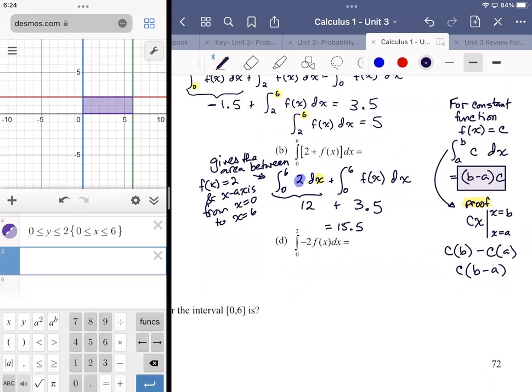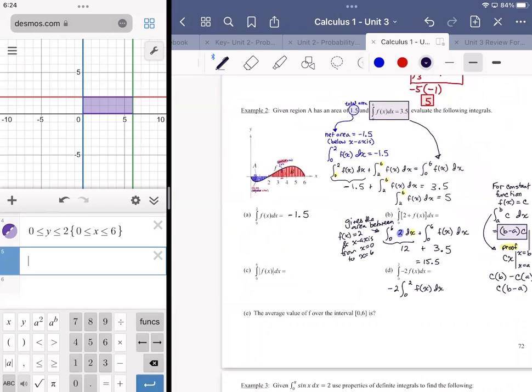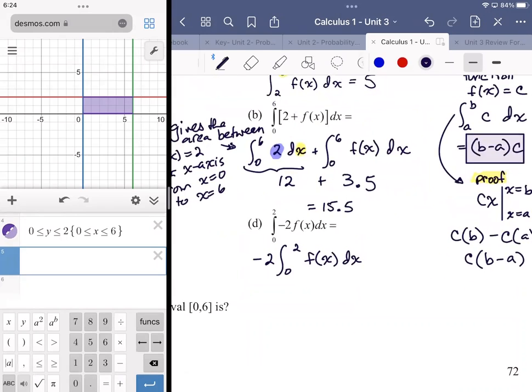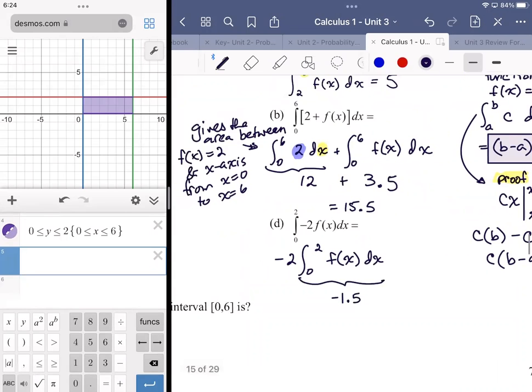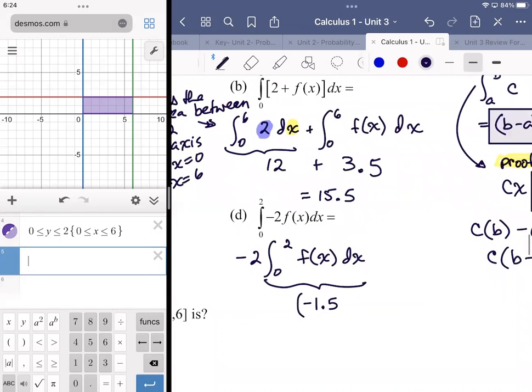So, constant multiple rule: factor out the -2 over the interval of 0 to 2, f of x dx. We already figured this out. That was a -1. I'm sorry, -1.5 multiplied by -2 gives you a 3.